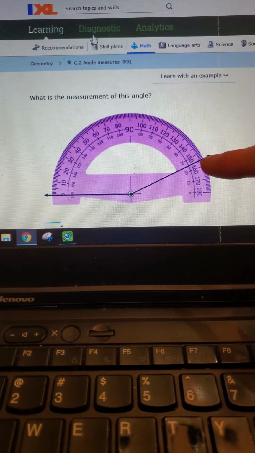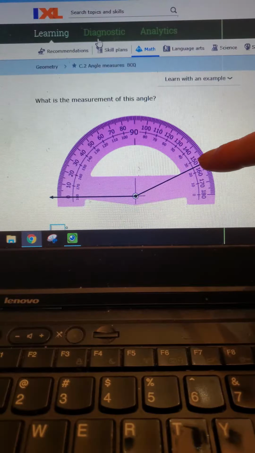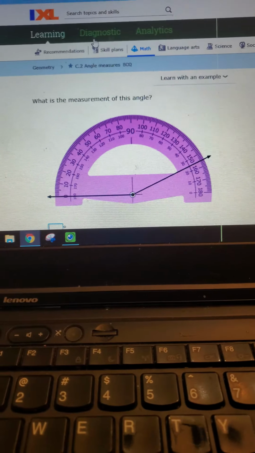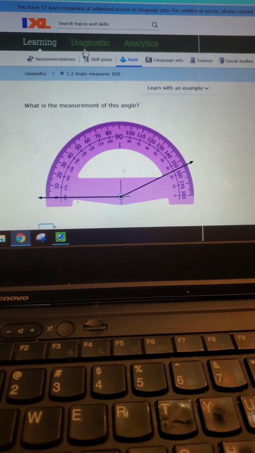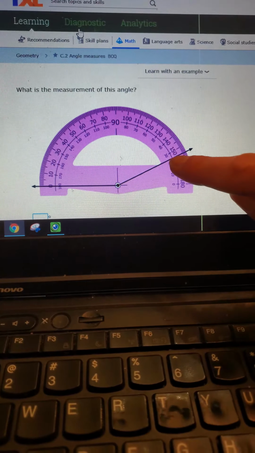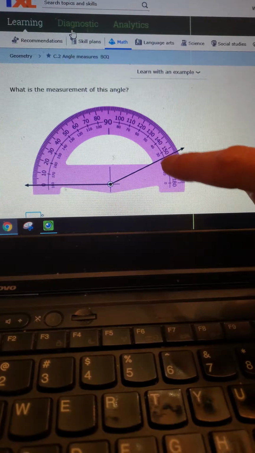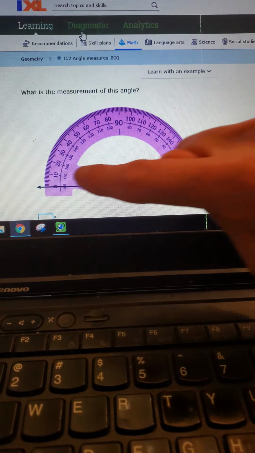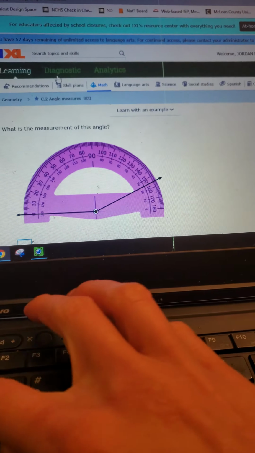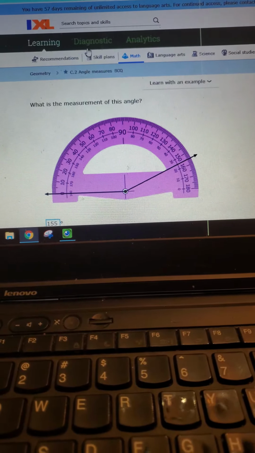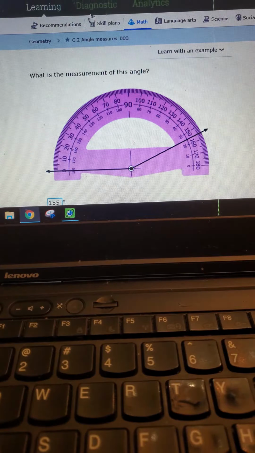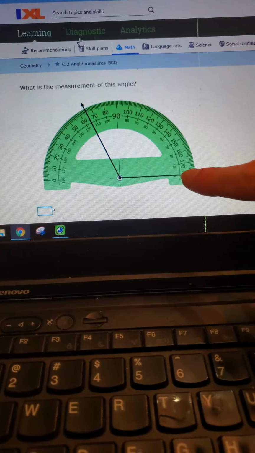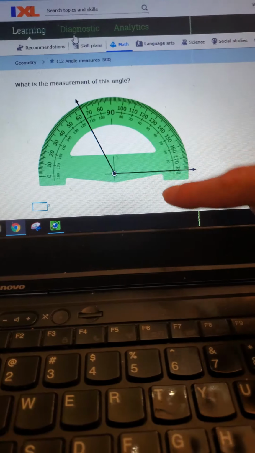So if I look all the way over here, it's past 150, and it's not quite to 160, it's in between, so it's at 155. And the other hint to me that it's at 155 instead of between the 20 and the 30, and it's not 25, is how big that angle is. It's an obtuse angle, so I know it's 155 instead of 25. So that one's 155.